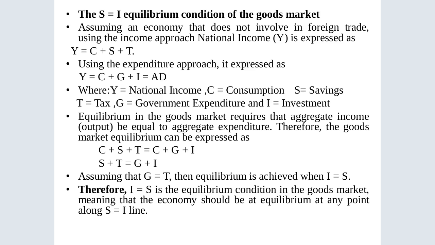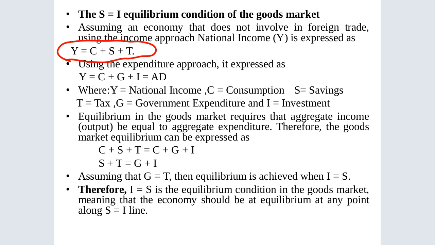Now we can also look at the savings investment condition. Now, this is the condition for the goods market. Savings would be equal to investments. So if we assume that the economy does not involve any foreign trade, and we are using the income approach to compute the national income, then the income will be determined by consumption plus savings plus taxes.